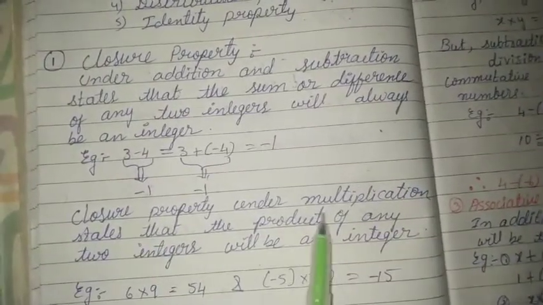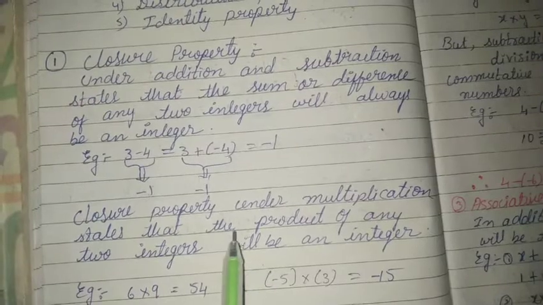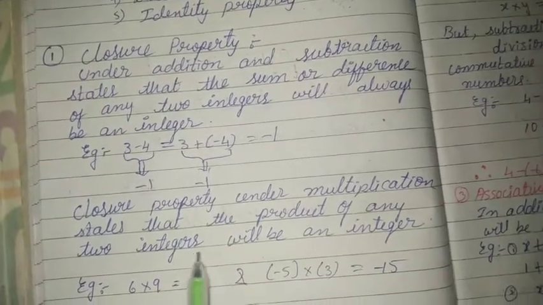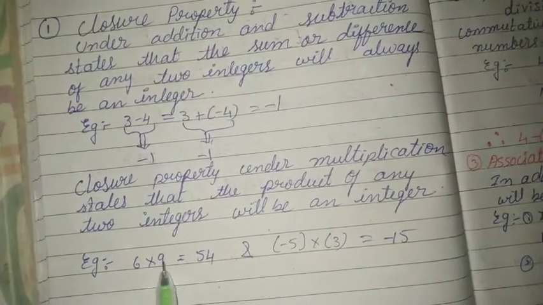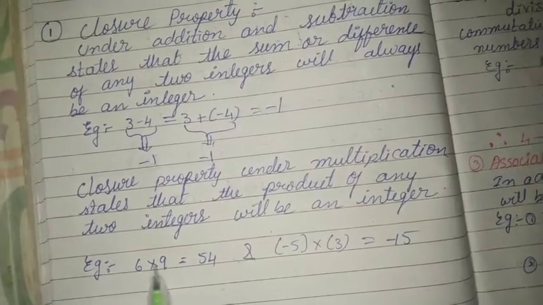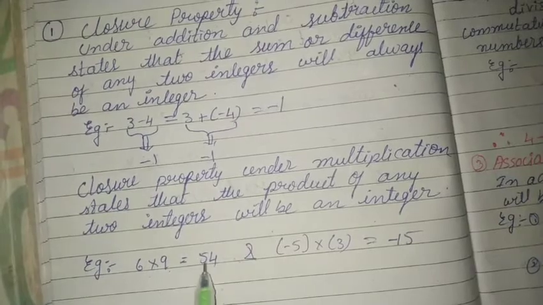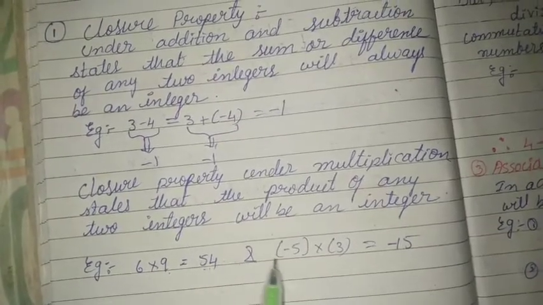Closure property under multiplication states that the product of any two integers will be an integer. 6 nines are 54. 6 is an integer, 9 is an integer, and 54 is also an integer.